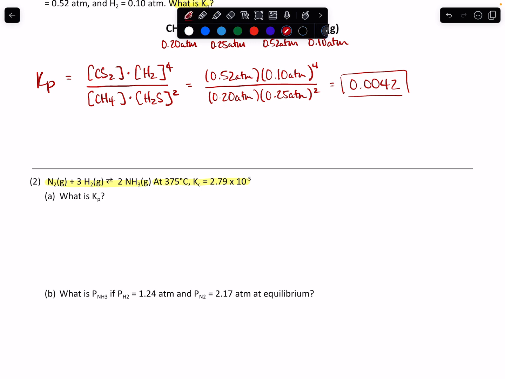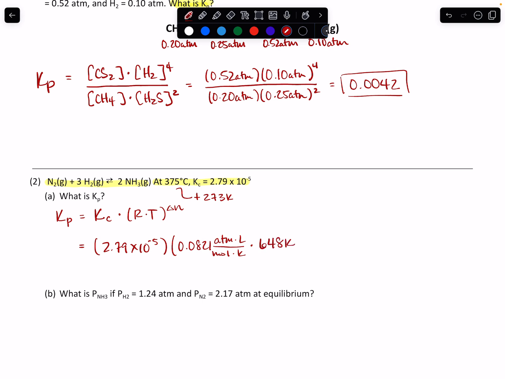All right, so the first step is, well, what is Kp? We need to convert. Kp equals Kc times R times T raised to the delta N. We'll plug in Kc, 2.79 times 10 to the negative fifth. We know that R is 0.0821, and that again is atm times liters divided by moles times Kelvin. Then we'll multiply that by the temperature. Now we have Celsius, so we need to add 273, and that's going to give us a temperature of 648 K.